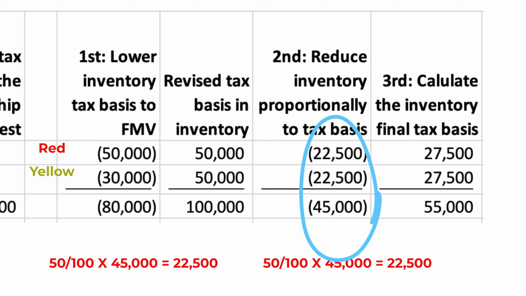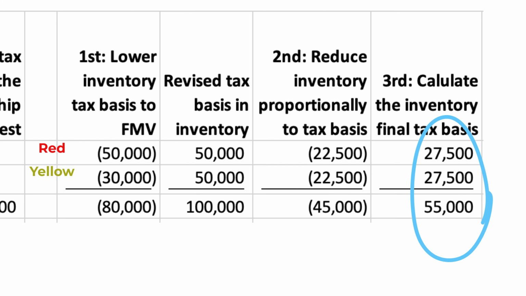When the smoke clears, the red inventory tax basis is $27,500 and the yellow inventory tax basis is also $27,500. The total tax basis in the inventory for Wren is now equal to prior tax basis in the partnership. His basis in the partnership after the distribution is 0.